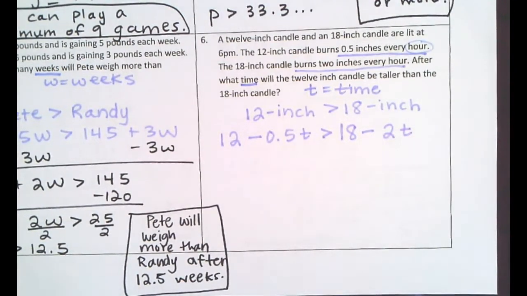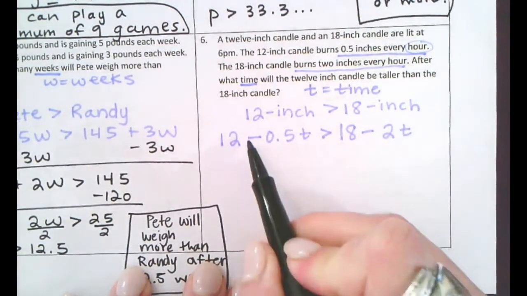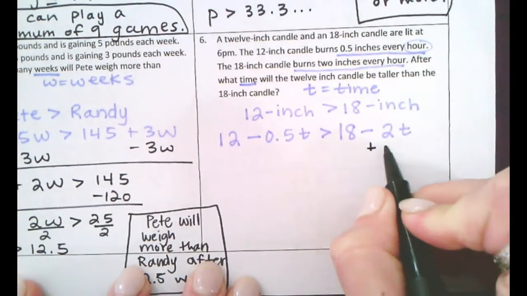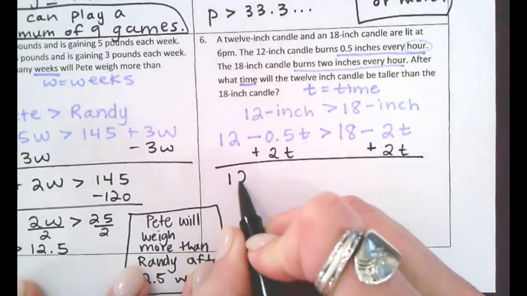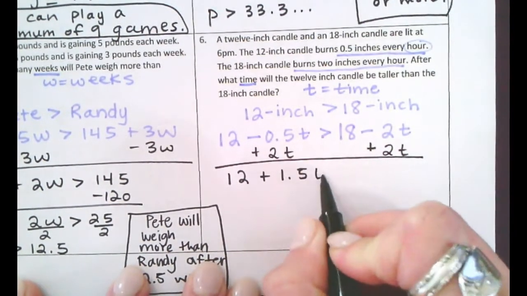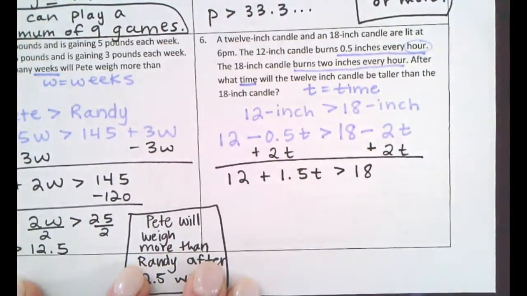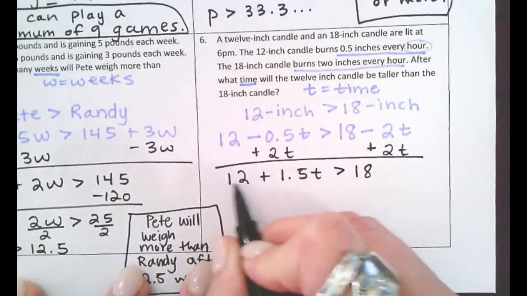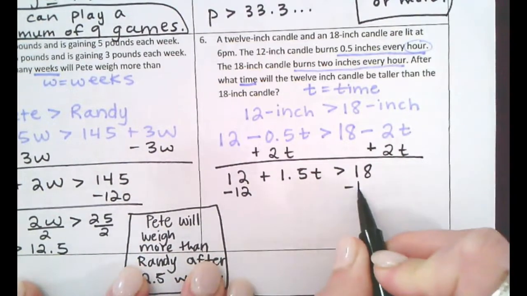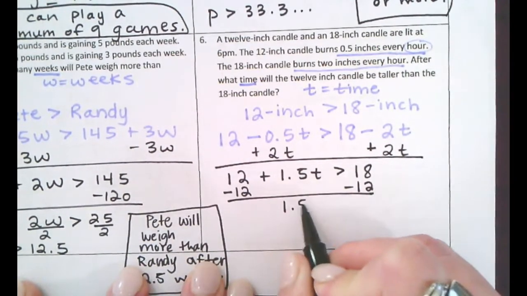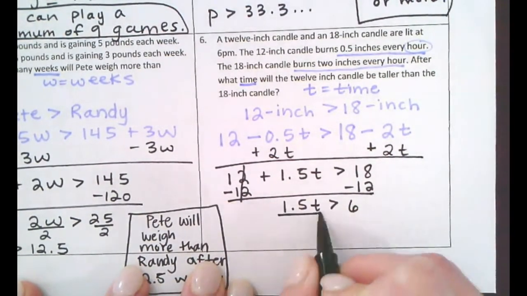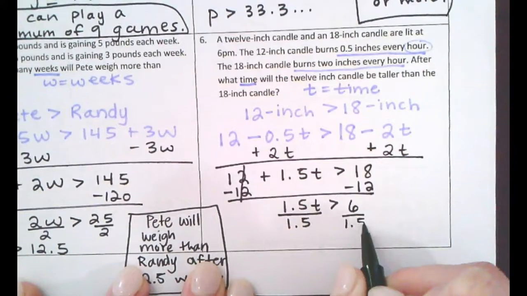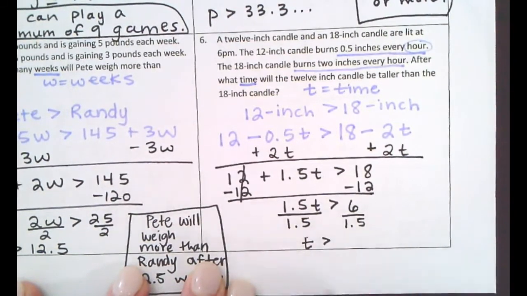With variables on both sides, my negative 2 is smaller than negative 0.5, so I'm going to start by adding 2t to both sides. I have 12 plus 1.5t is greater than 18. Solving for t, I'm going to first subtract 12 since it's positive. And this is greater than 6. Divide both sides by 1.5. And I get that t is greater than 4.